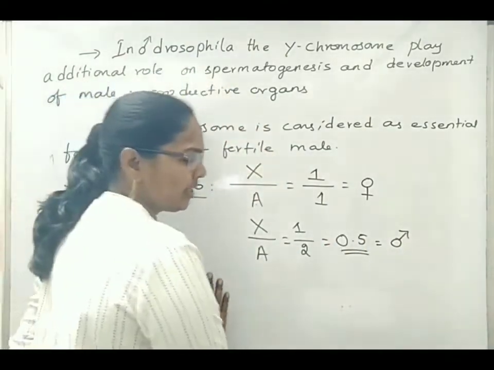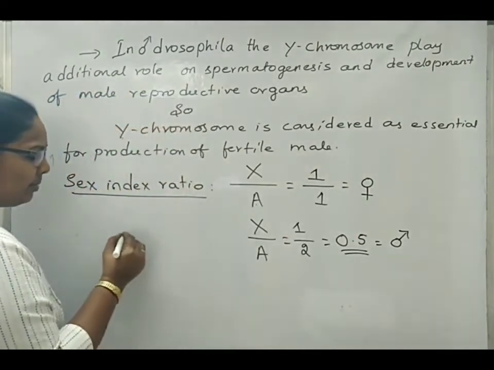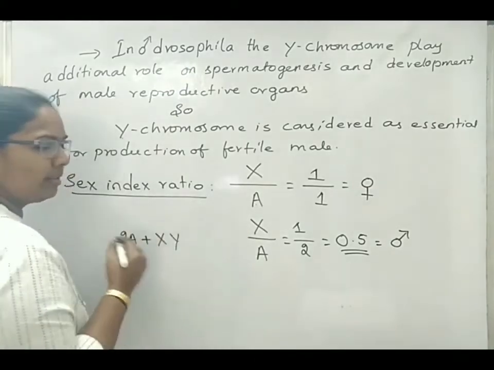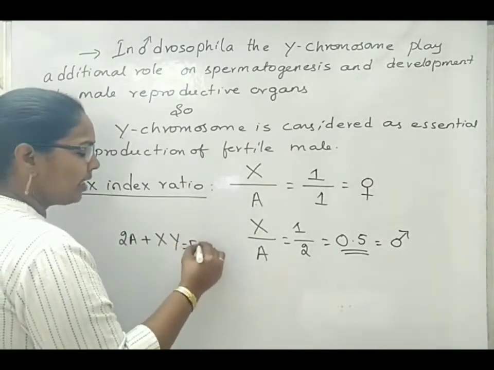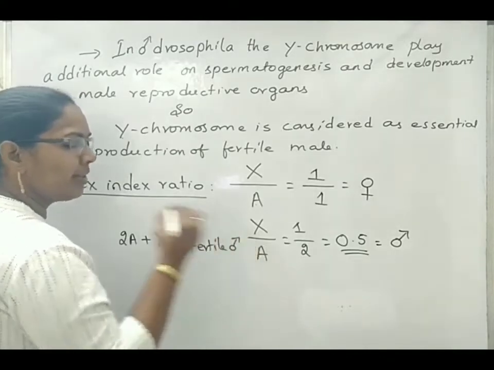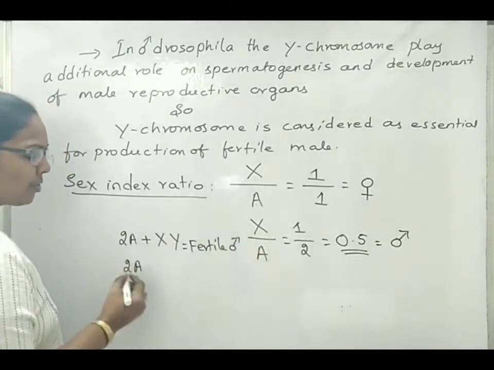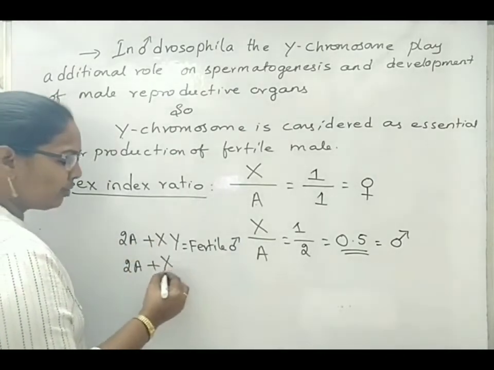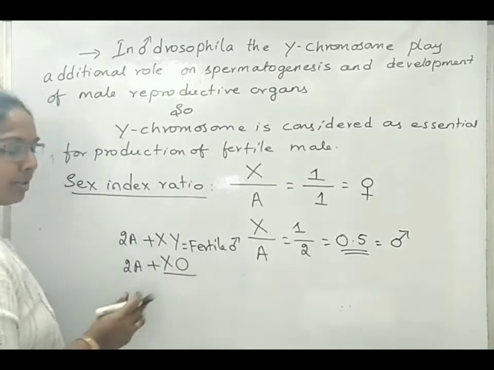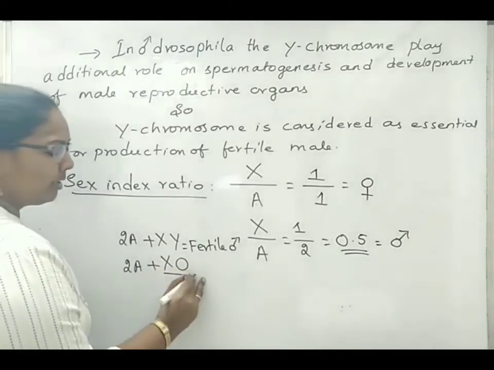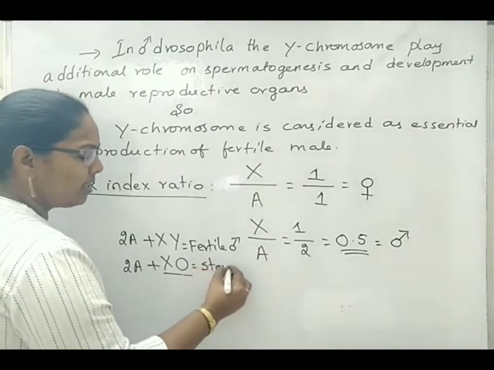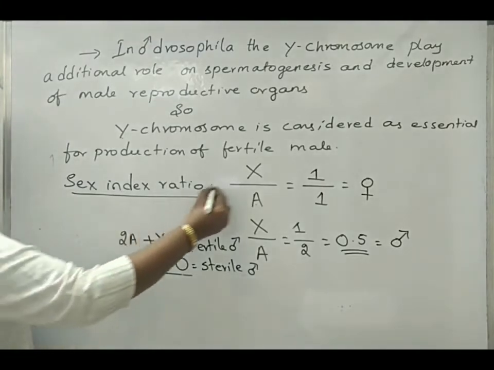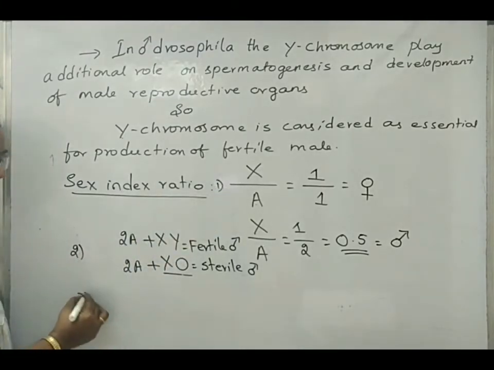So here there are two conditions. If the number of autosomes is 2 and the chromosomal distribution is XY, then it is considered as fertile male. But if the number of autosomes is 2 and the chromosomal distribution is X naught, meaning some gametes do not have Y chromosome, then such type of Drosophila are considered as sterile male Drosophila. So this is one point. Second one, third point.